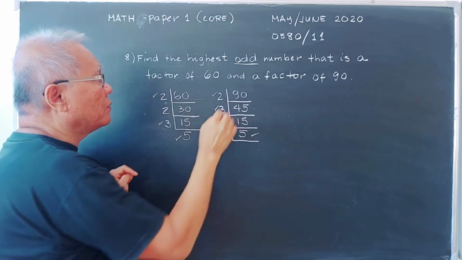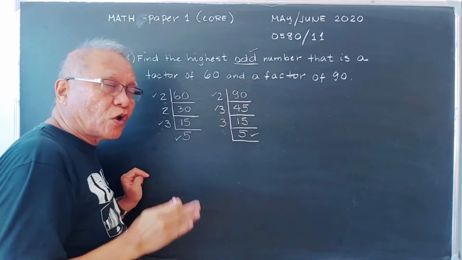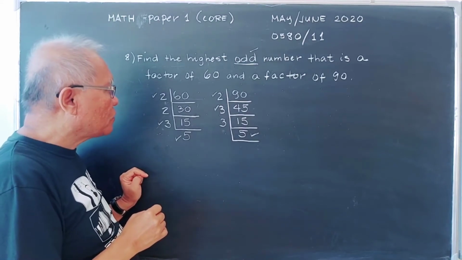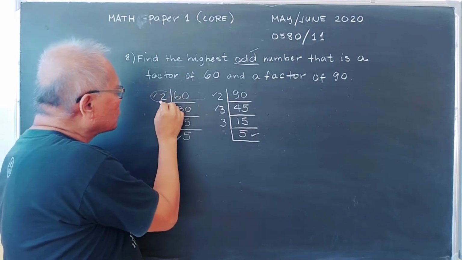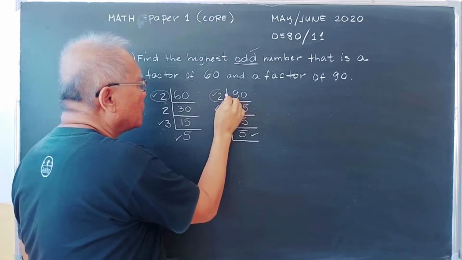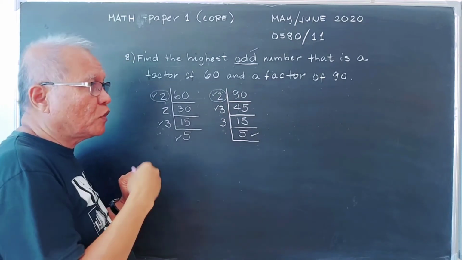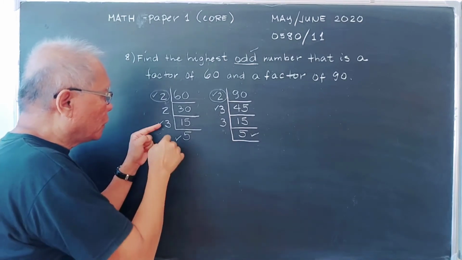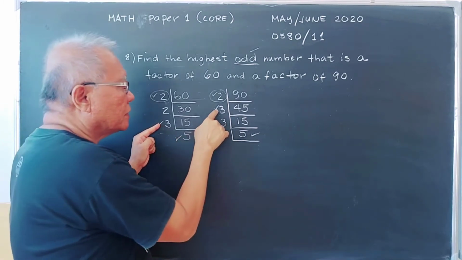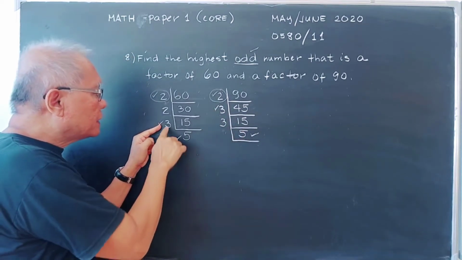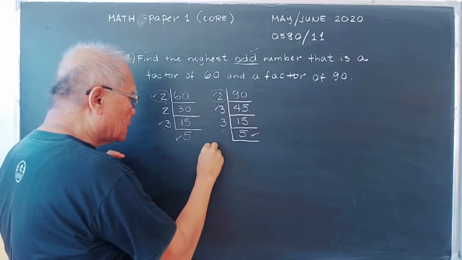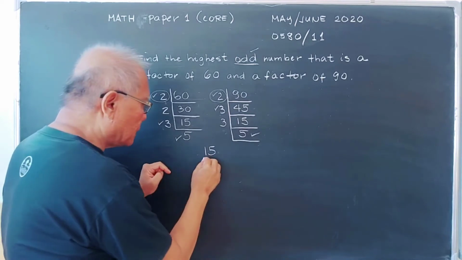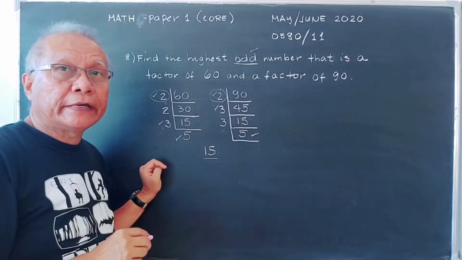But in our problem, they are saying we will get only the odd highest common factor. So we cannot include the 2 here and the 2 here because they are even, and when we multiply them, it will give us an even product. So here we have only 3 and 5, and here is 3 and 5. When we multiply 3 and 5, that will give us the common odd factor, 15. So this is our answer for number 8.